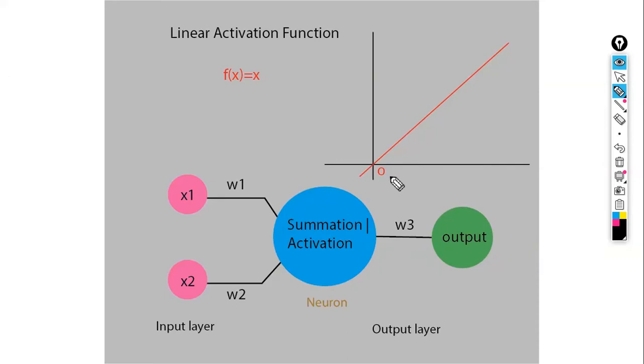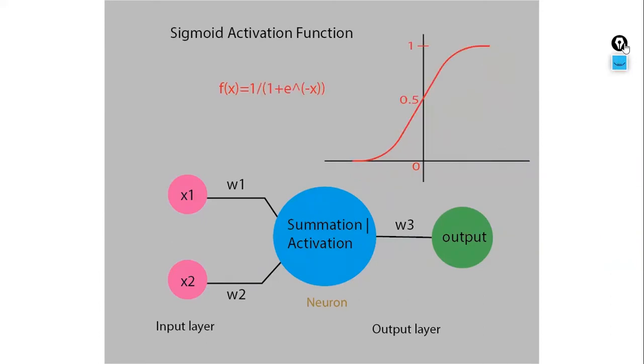A drawback of this activation function is that it's acting linearly, so it cannot learn complex functions and cannot be used for complex problems. But compared to the step activation function, it's good in the sense that it's giving a range of values, not just two values.